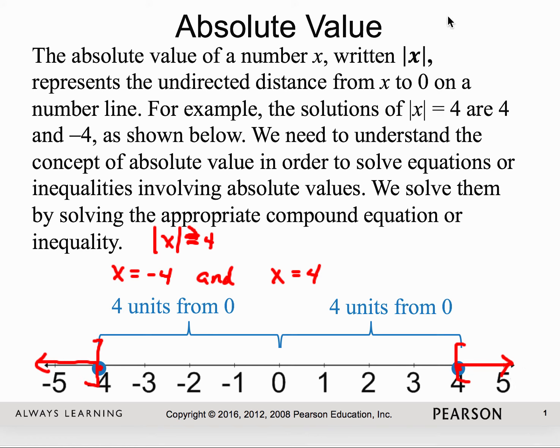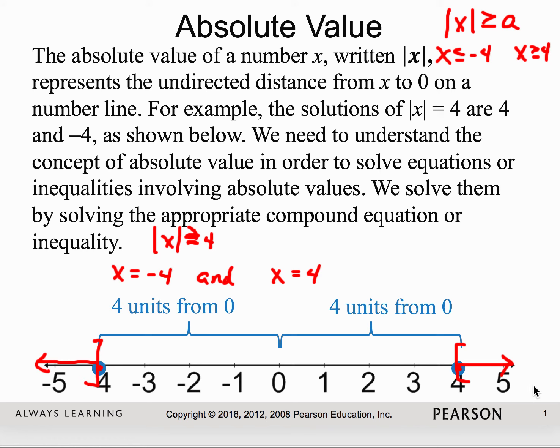So if I had an equation that said the absolute value of x is greater than or equal to some number, look at what this notation tells me. I'm going to have a number that's less than or equal to -4, or greater than or equal to +4.